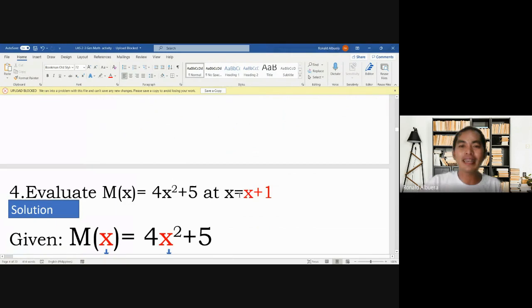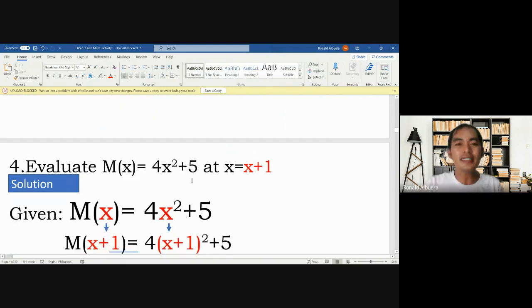Sabi ko nga, pag nag-i-evaluate, hindi lang po number ang value. Pwede rin variable or expressions. In this case, the given function is m of x equals 4x squared plus 5, and you are going to evaluate at x equals x plus 1.